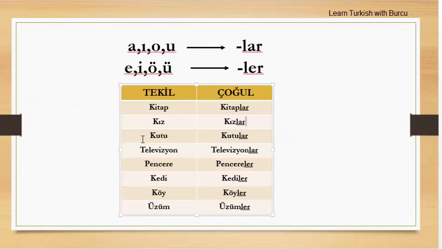Another example, kutu. Kutu means box. The final vowel is u, as you can see. So we need to use lar with it. Kutular. Box, boxes. Kutu, kutular.